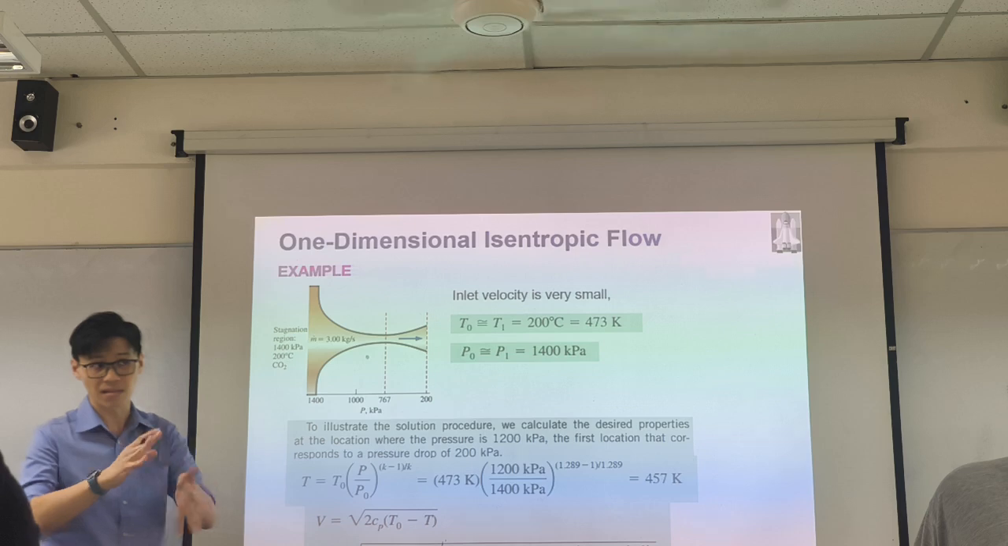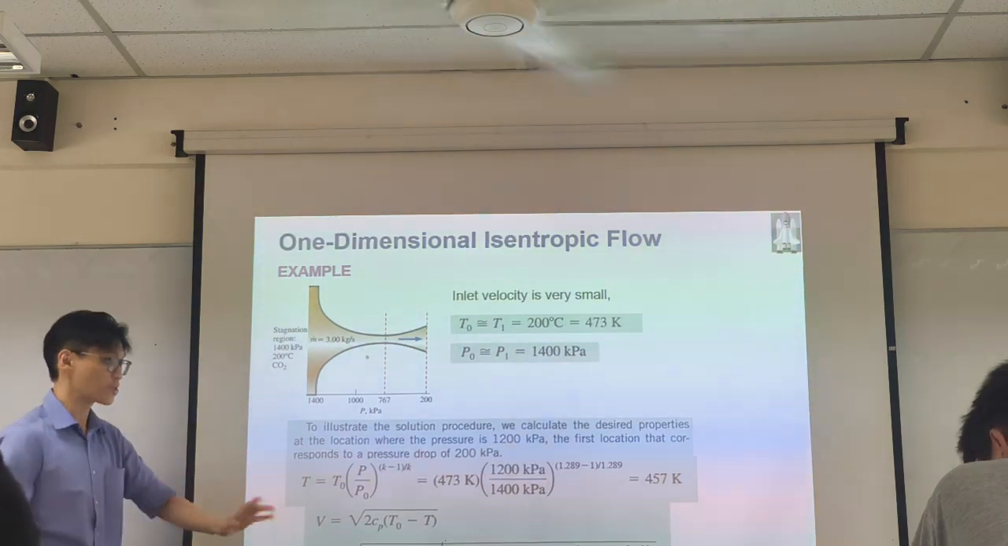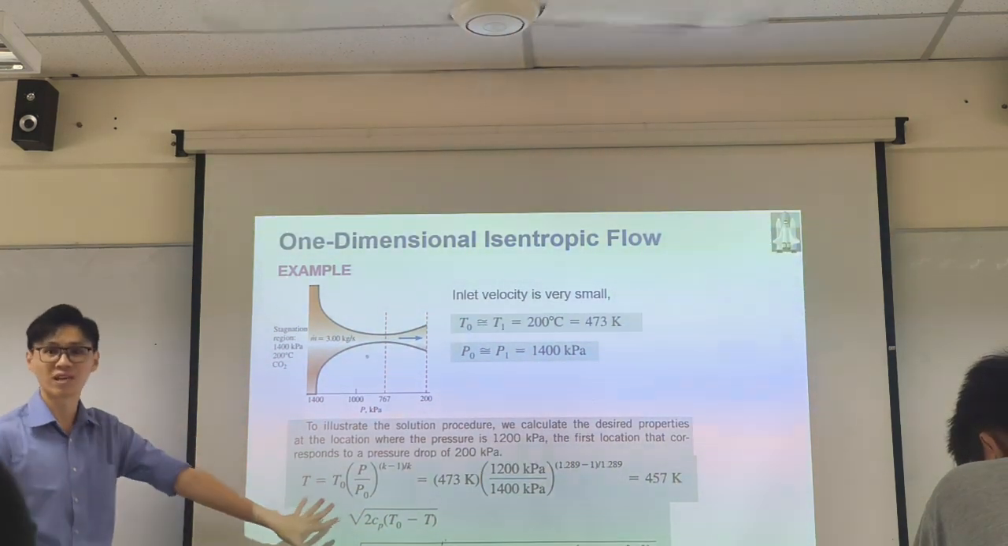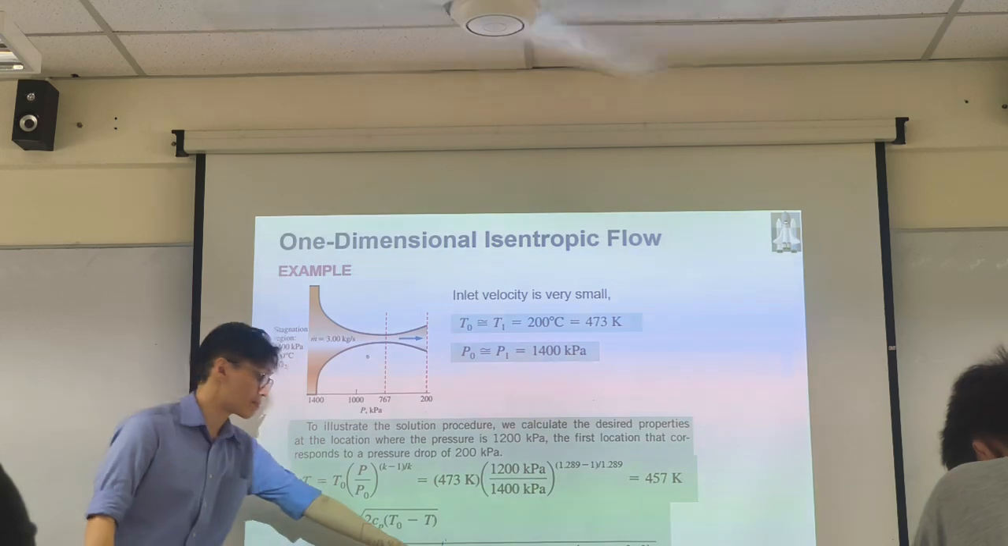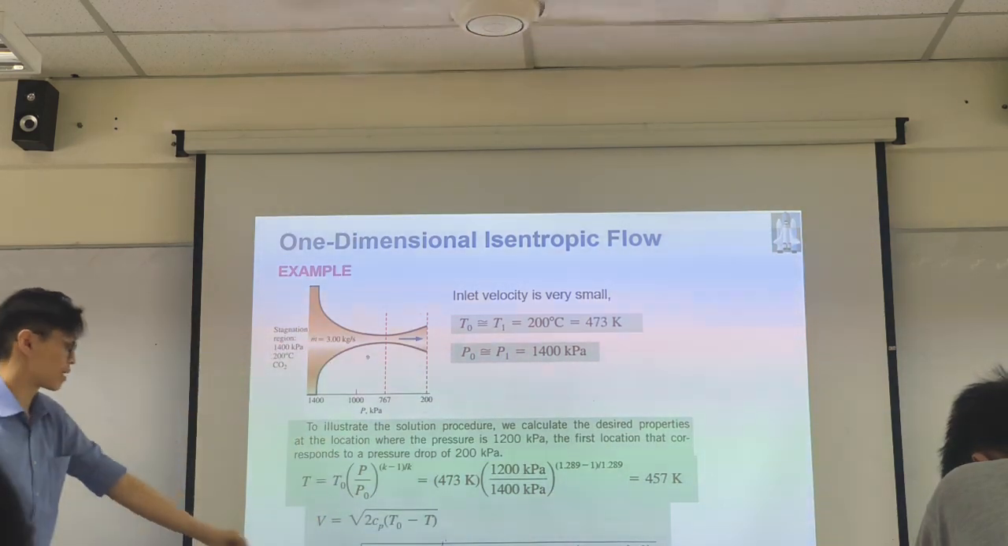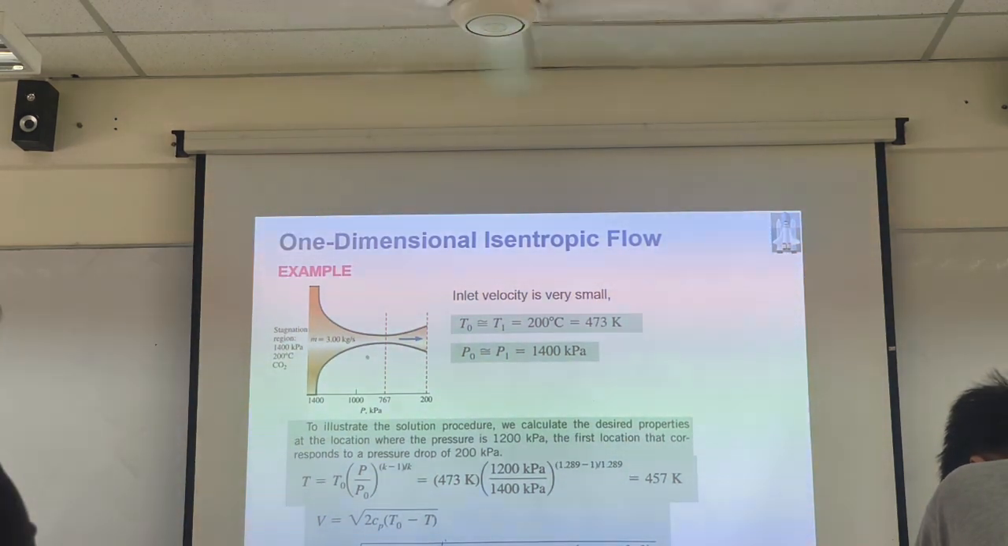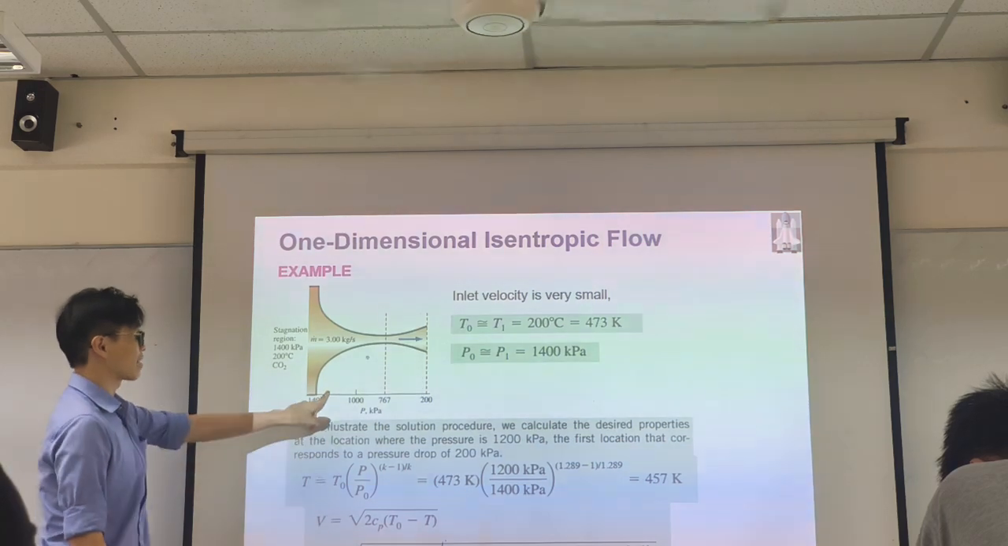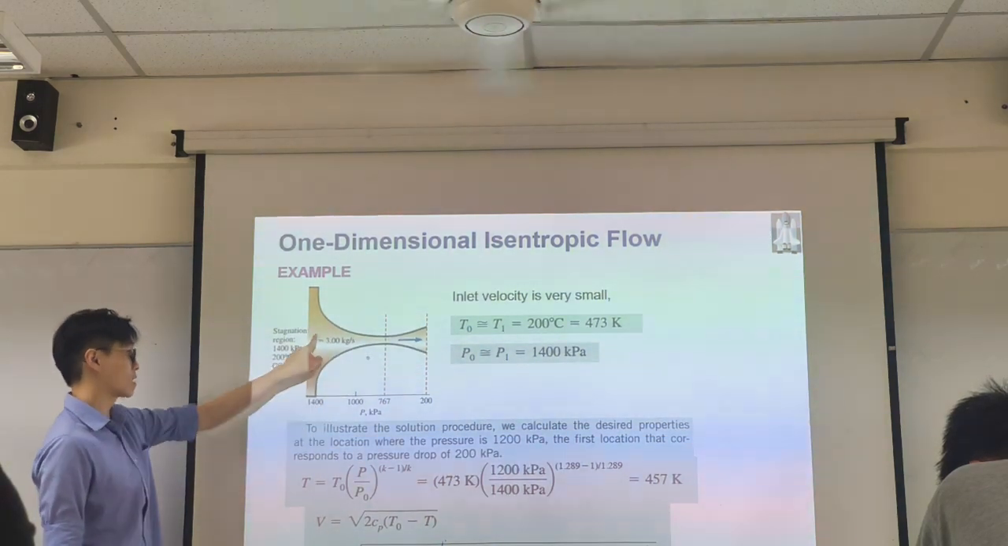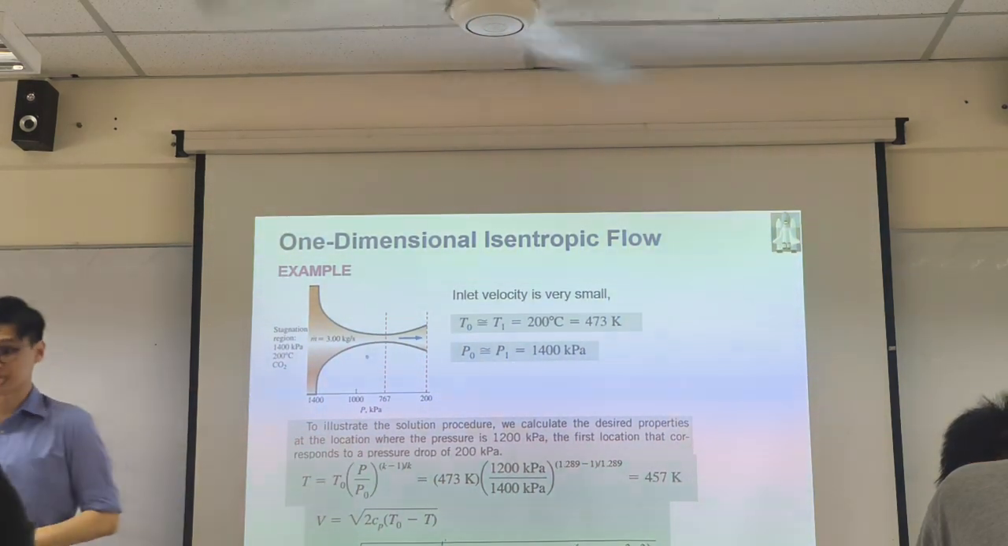Same thing as for the speed of sound just now, because of the square root, otherwise the value will be very long. Times this one, then you can get the velocity. So basically you represent that at this 1200 kilopascal, the temperature is that and the velocity is this.